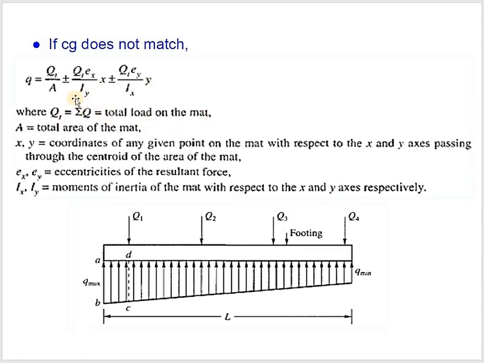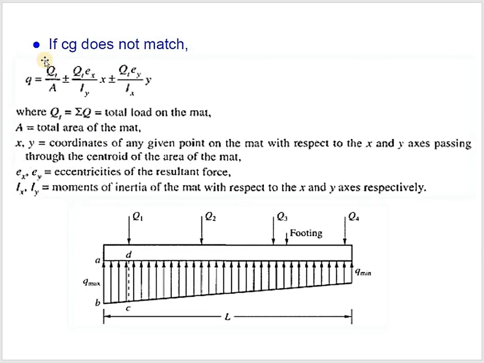You add all the loads coming on the mat, you find the total area of the mat. You have the spacing of these columns, the distance between two columns, or you may have the entire length and breadth of this raft. So find the total area from that. If L and B are given, then L into B is the area of the raft. You have the total load, you have the area, and you have XY coordinates which are passing through the centroid of the area of the mat.